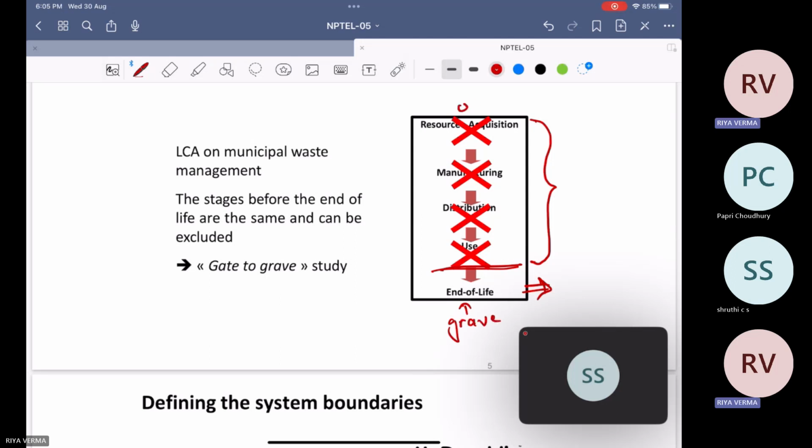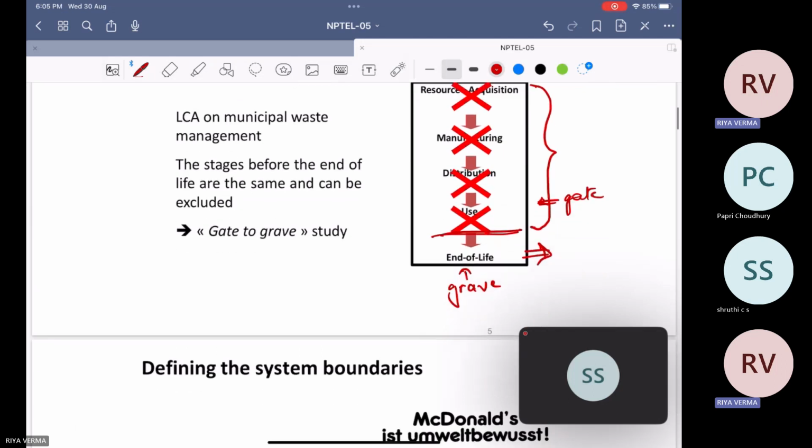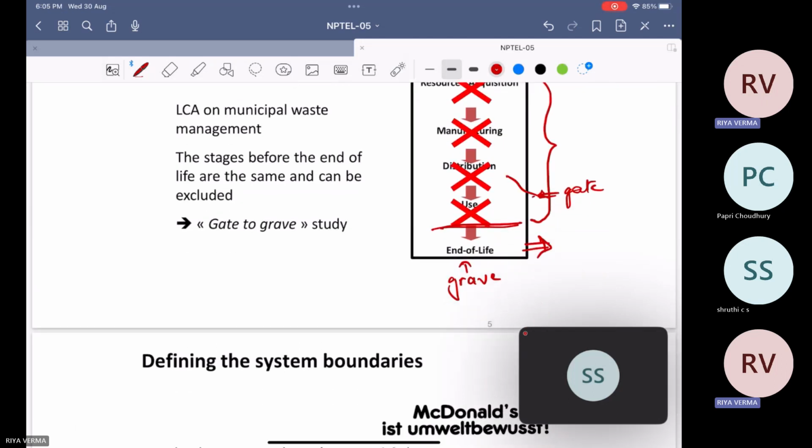So this was your cradle, and here we have the gate. Basically, the gate is at the distribution phase, but in some cases we also refer to the use phase as the gate. So this type of study will be called a gate to grave study.